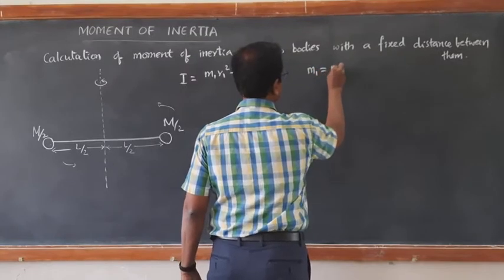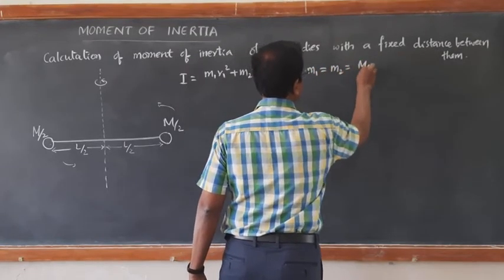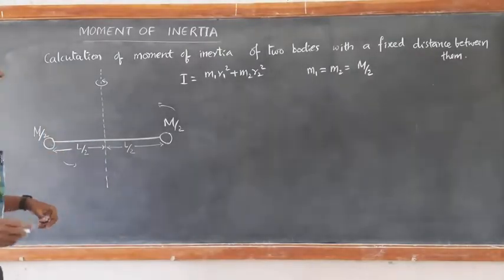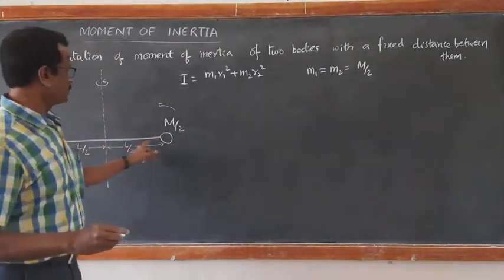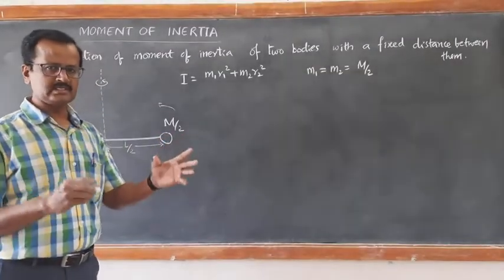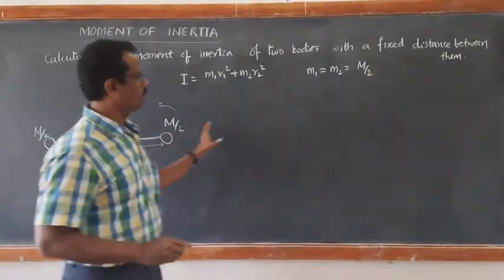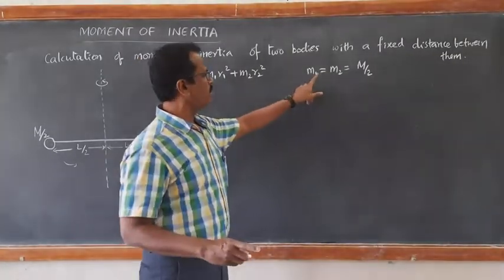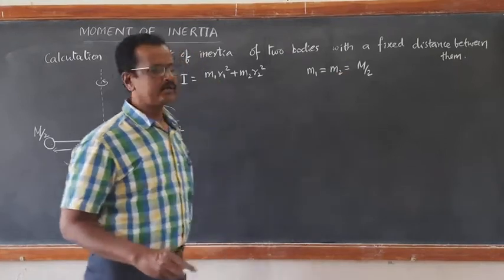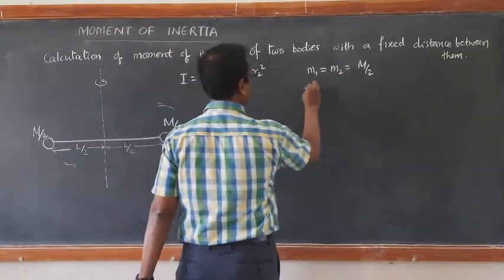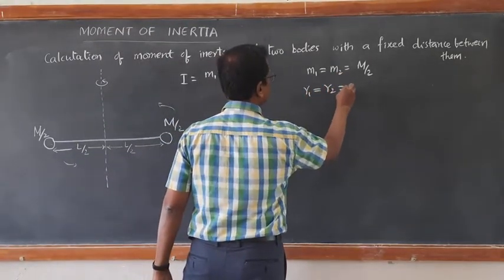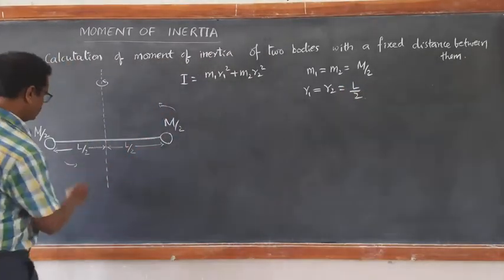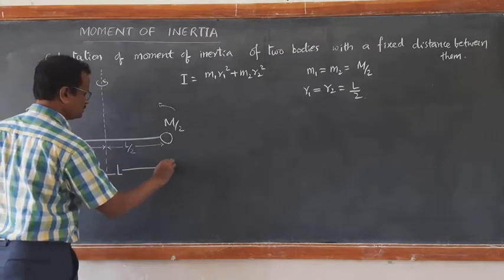m1 is equal to m2 is equal to m by 2, where the total mass of the system is capital M, and the thin rod that is holding those two at a fixed distance is massless. Therefore m1 plus m2 together is m. So m1 and m2 are equal masses, m by 2 each. And you can see r1 is equal to r2 is equal to L by 2, where the total distance between them is L.